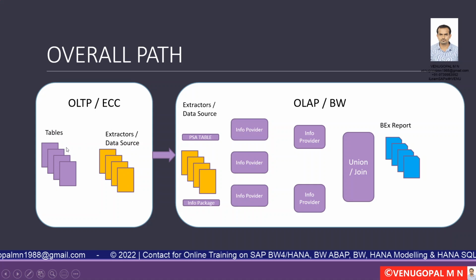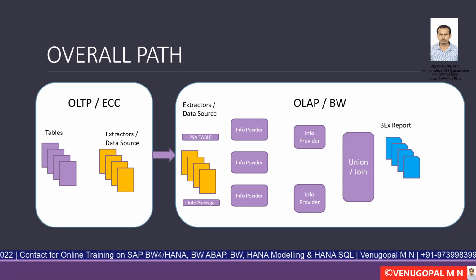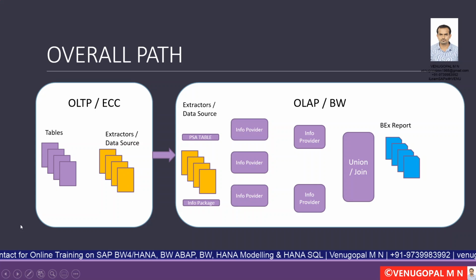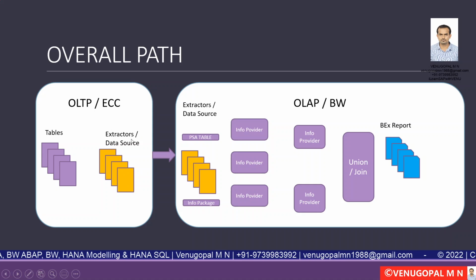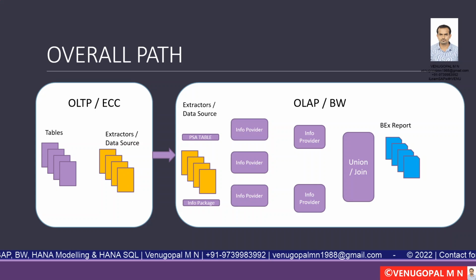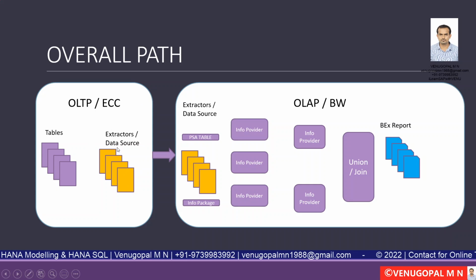To bring this data in your application table to BW, we have to create something called an extractor or data source, okay? These are some objects you will create based on the tables. This extractor or data source, both are one and the same. Either you can coin it with the name extractor or data source. These are just an object or a program you can also correlate. So these are just objects which will be built based on a table.